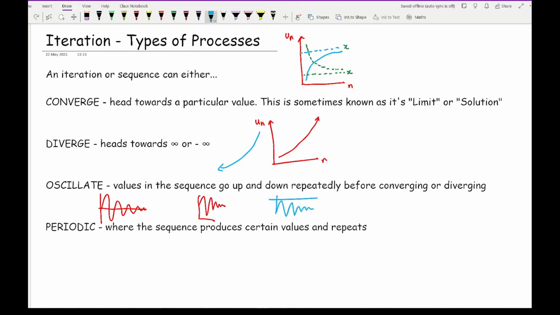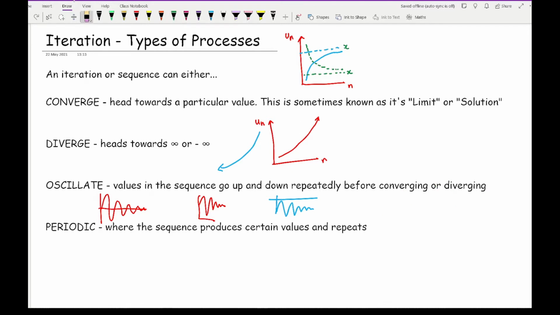So if you find that the numbers go big, small, big, small, big, small, big, small before either converging or diverging, an example of where it would oscillate and diverge would be if your sequence goes like that. And obviously I'm trying not to mess with your notes by writing all over them.